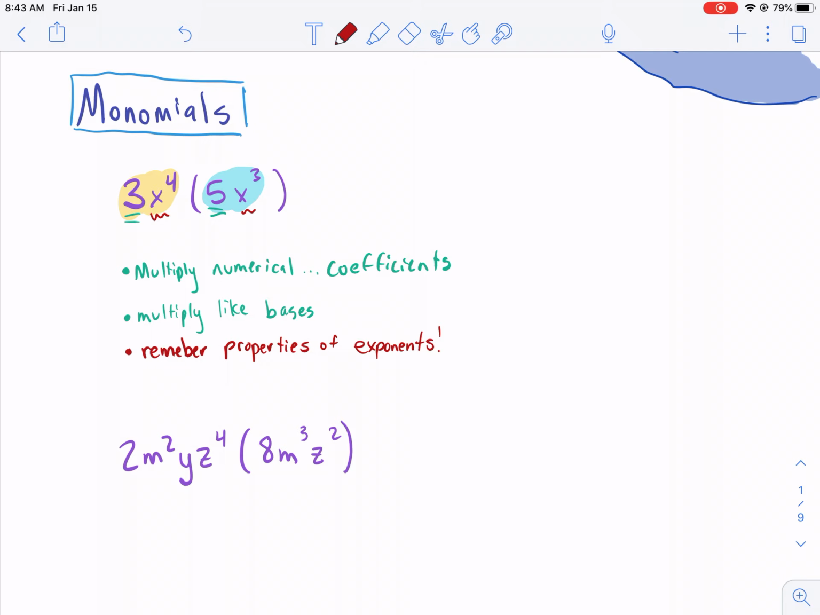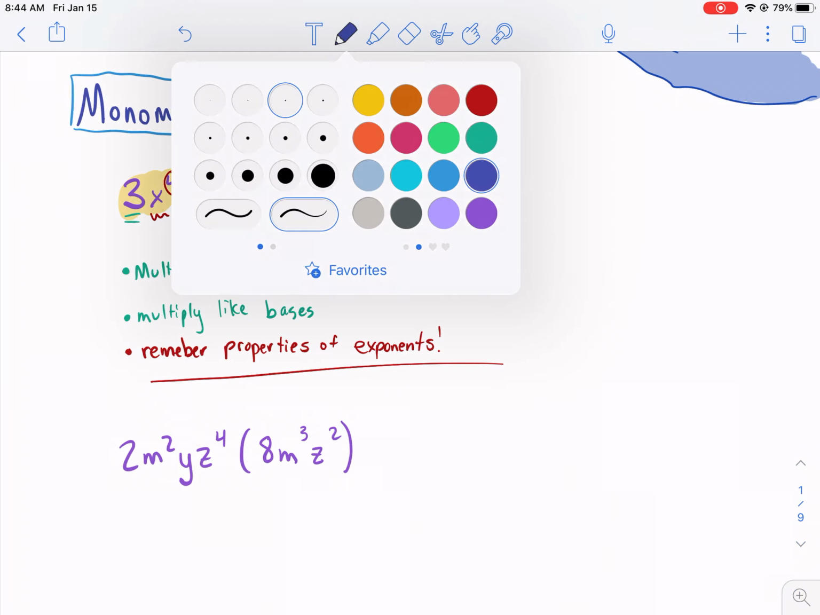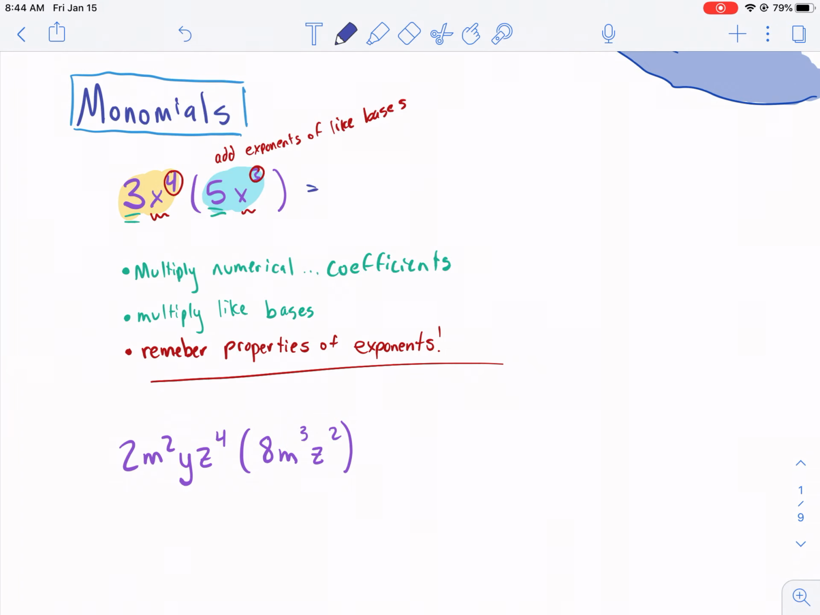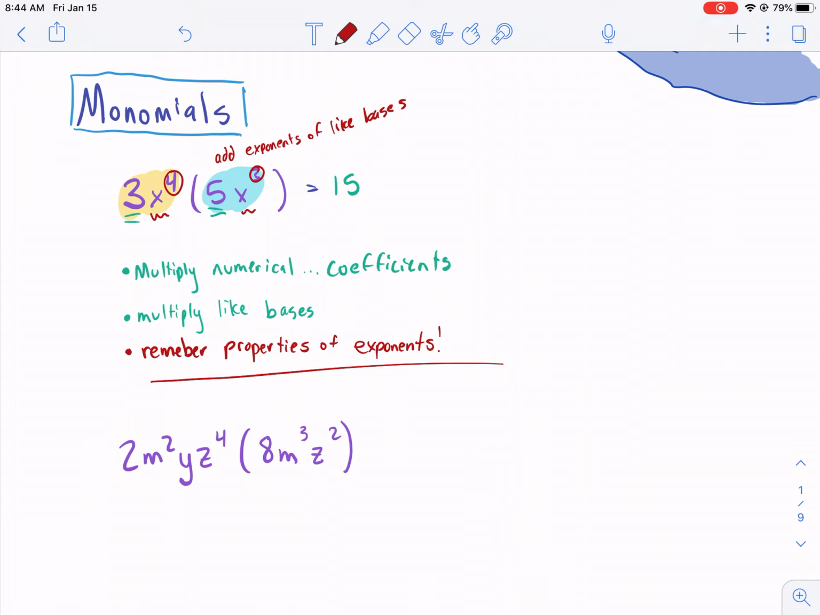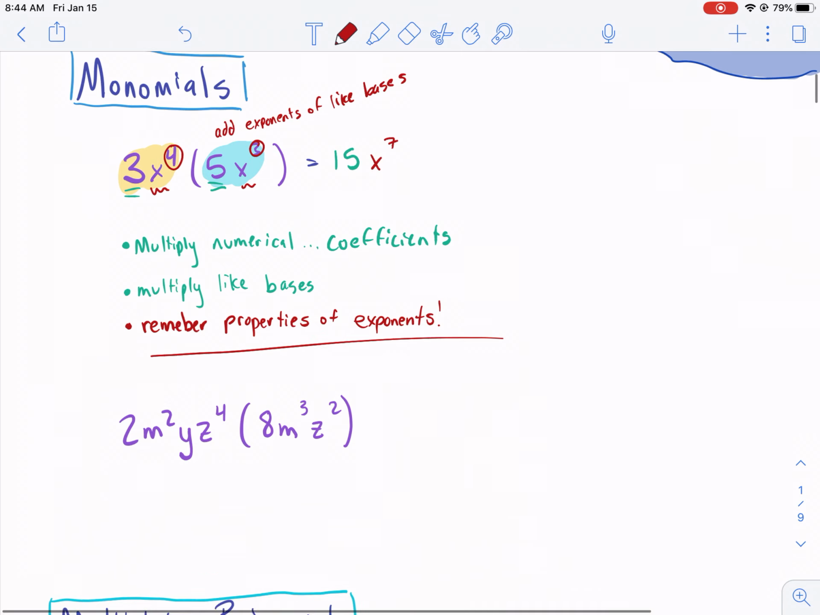Now what do we do with that? We're going to add the exponents of like bases. The reason we do that is because we have to remember the properties of exponents. We have to apply those rules. Now, what happens when we do that? Well, we do 3 times 5, and that gives us 15. And then we have x to the 4th times x squared. That's going to give us x to the 7th because we added the exponents together. So that is going to be our final answer.